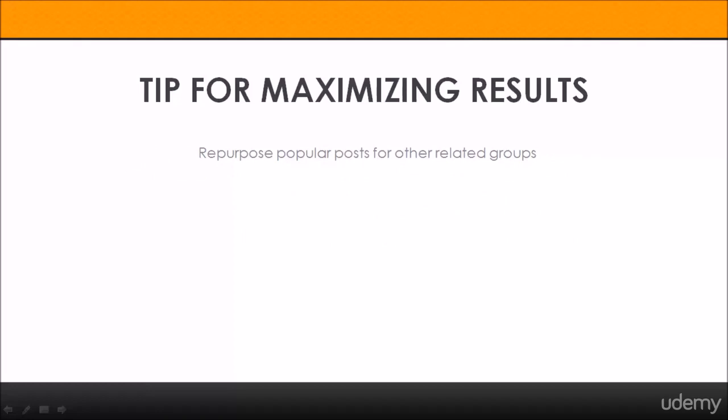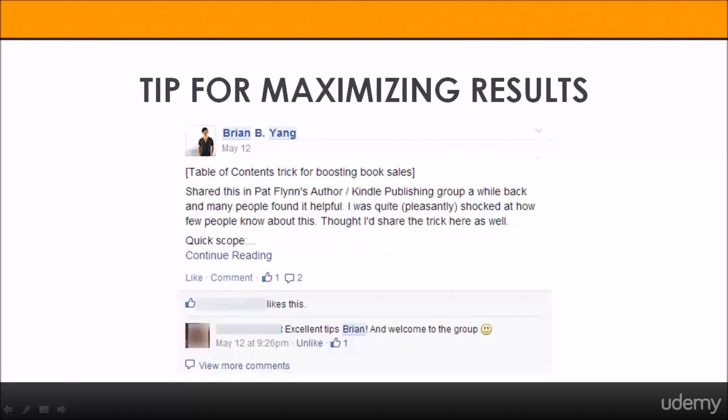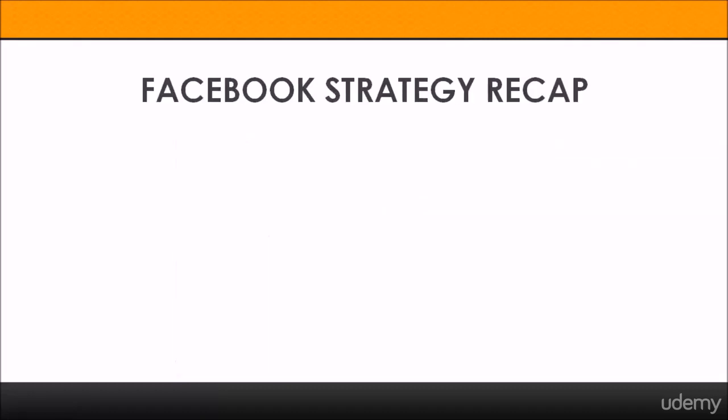And here's a tip for maximizing results. You can repurpose your popular posts for different groups. If you remember the post that I was talking about, the trick for tweaking the table of contents for Kindle books, I repurposed this post for different groups to get the most juice out of it, so to speak.